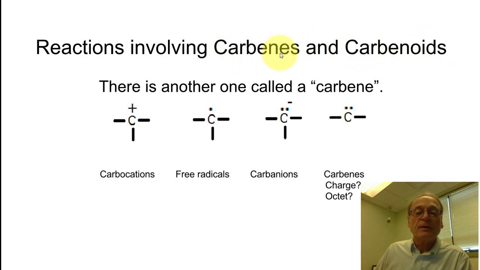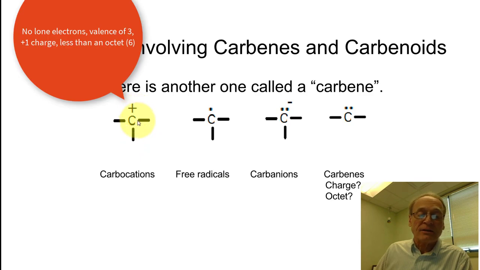So what is a carbene? Well, let's review the kinds of intermediates we've seen so far. You all are very familiar with carbocations. Those are carbons that have a positive charge, 3 bonds, and not an octet. So carbocations are generally only seen in mechanisms where they're formed very briefly and then used up again in the next step in a mechanism.